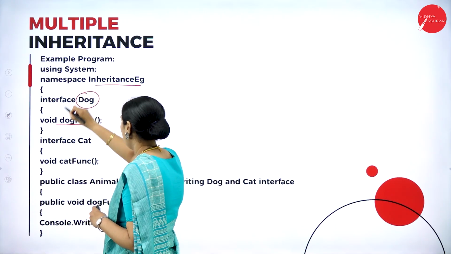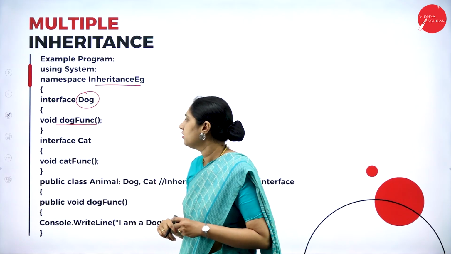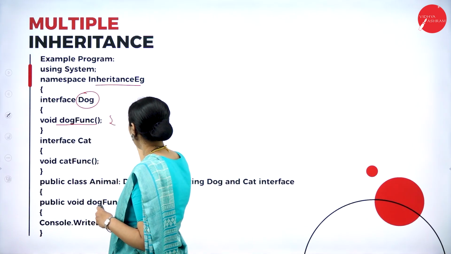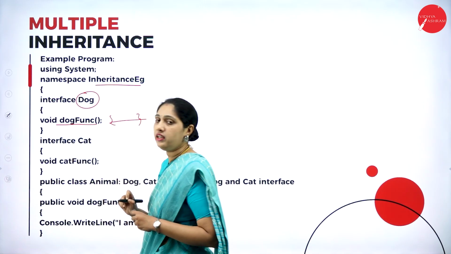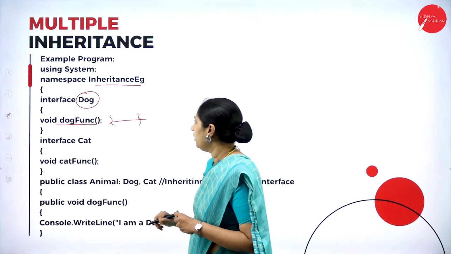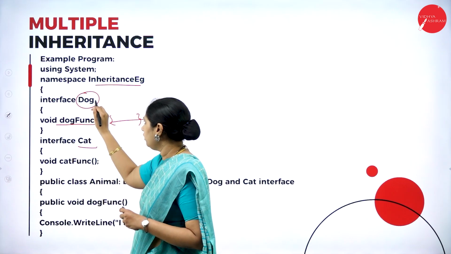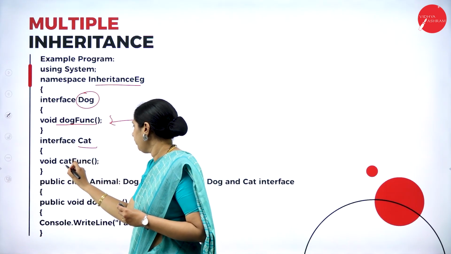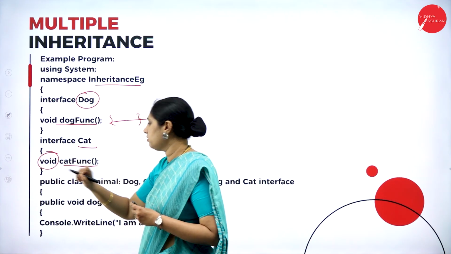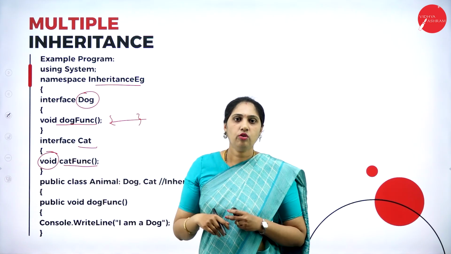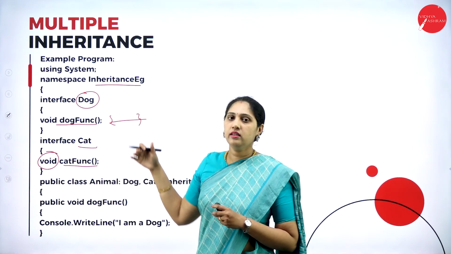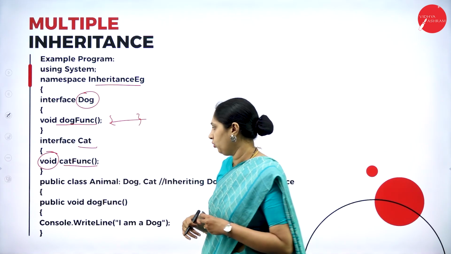So the interface is dog. What is the function? Dog function. And you don't have any brackets and code. This is not written. Why? It is an interface. Next you have interface cat. See, dog is written, cat is written. And what is the method? Say cat function. Its return type is void. Now we have to write the code of it. Who will write it? The class. Which class? The one which implements the interface will write the code.